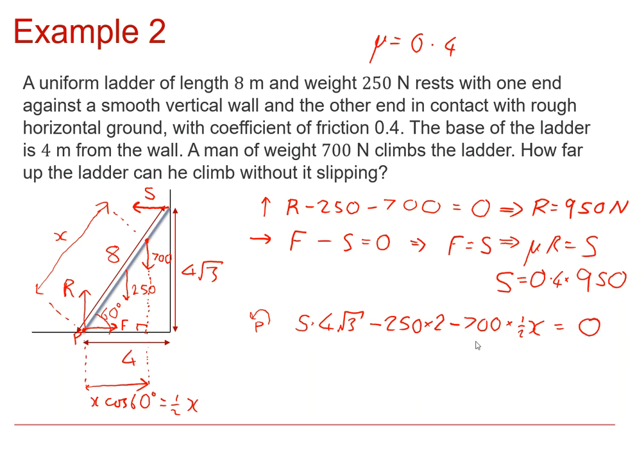So, remember, we're trying to work out x, but we know already we've got this value of S. So I can put that value in here, and everything else is just a number. Okay, so the only thing here that's not a number is x. So it's straightforward then to rearrange that for x, and we find that x is 6.09 meters.